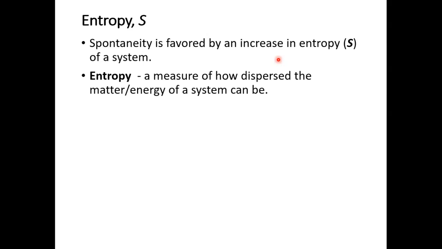So what is entropy? Entropy is symbolized by the capital letter S. I don't know why. Makes no sense, but that's what it is. Entropy is us measuring how many ways matter and energy can be dispersed. It's a measure of how many ways. What is spontaneity? Just the fact that it spreads. Entropy is how we measure how much that spread is. You see the distinction maybe?